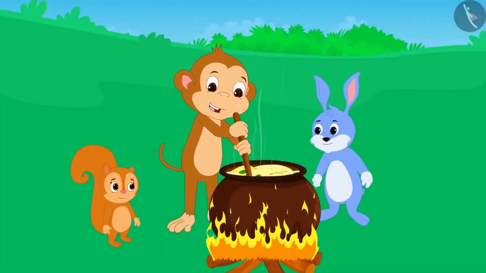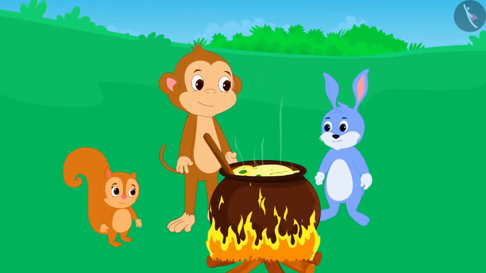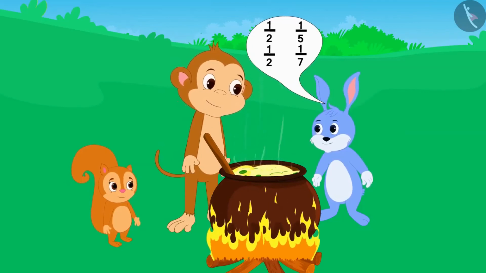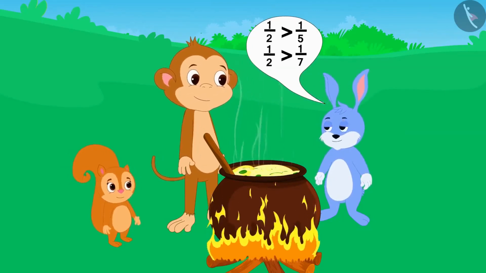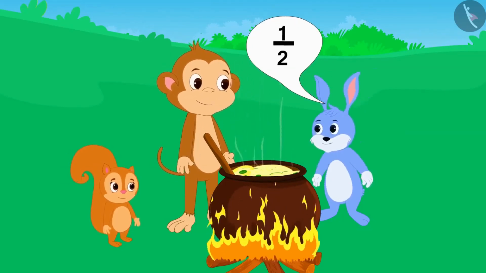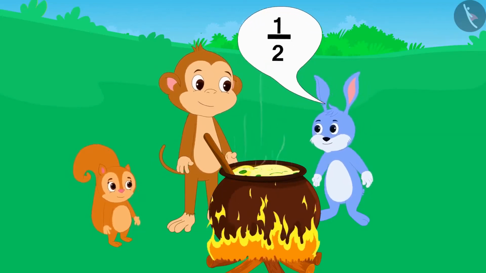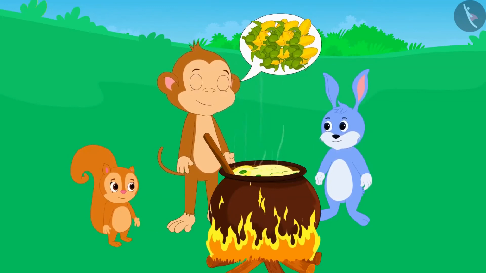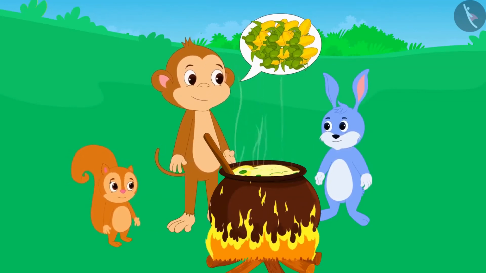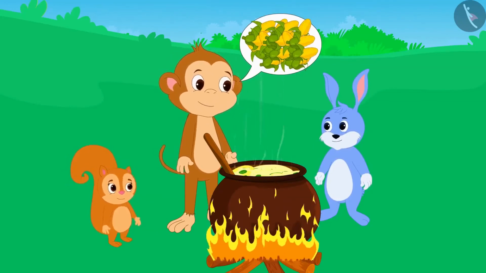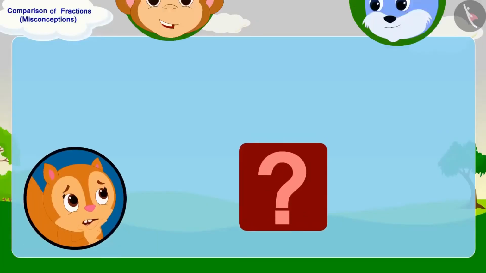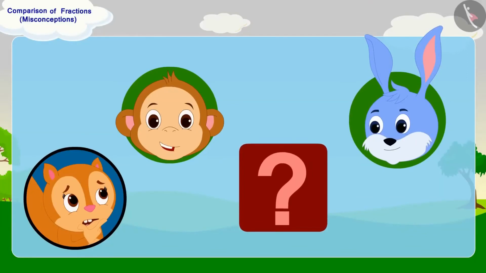Now, when it came to distributing the dish, Bunny said that because half is more than 1/5 and 1/7, he should get half of that dish. But Babban is saying that he has given the most vegetables. Therefore, he should get the largest part of the dish. Children, who do you think is right, Babban or Bunny?